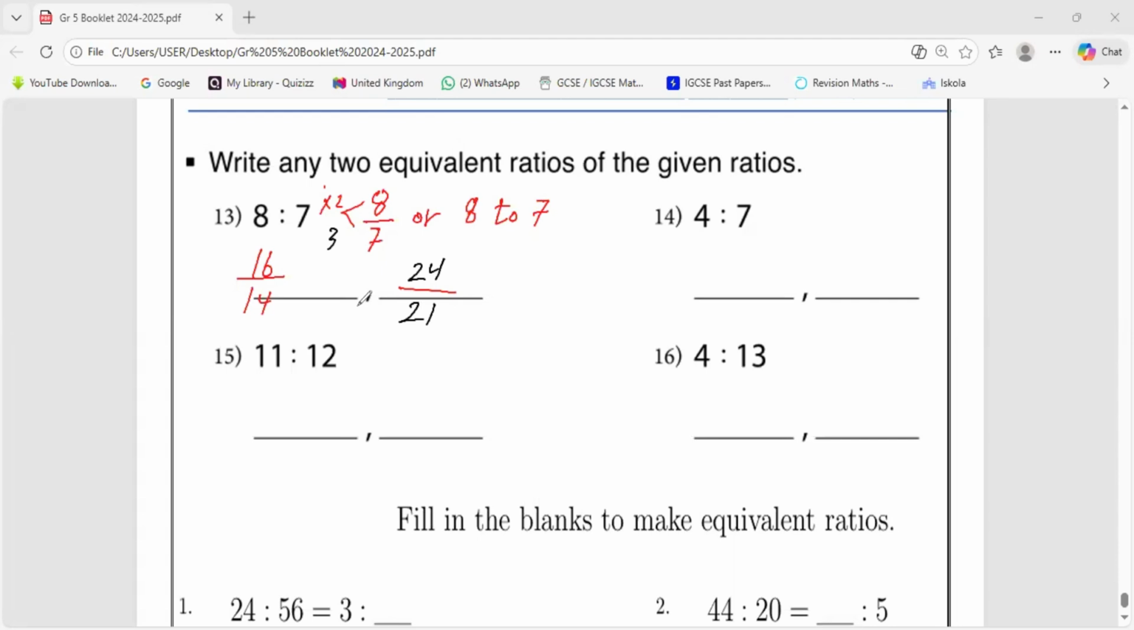You get the equivalent ratio. Multiply by 2, 3, 4. Here you have an infinite number of equivalent ratios. The next one, we multiply by 2.